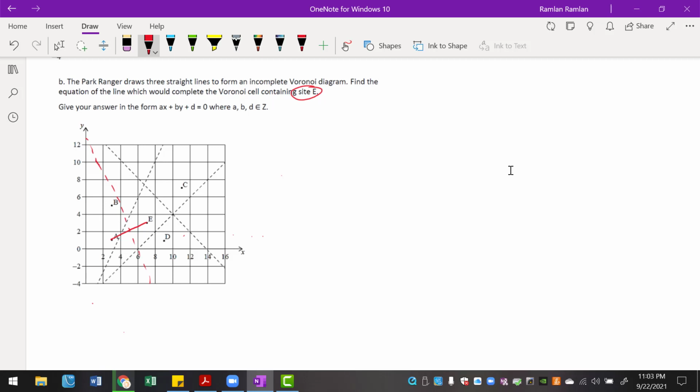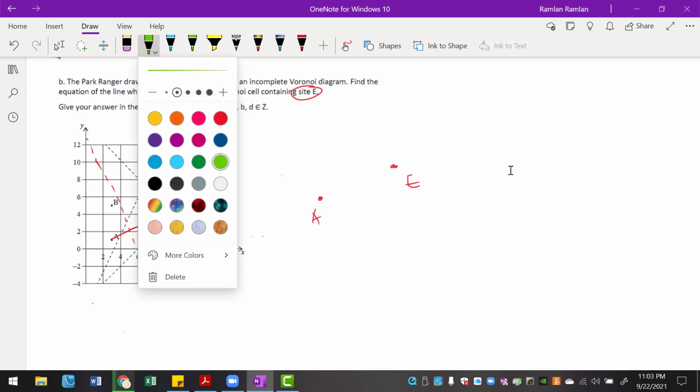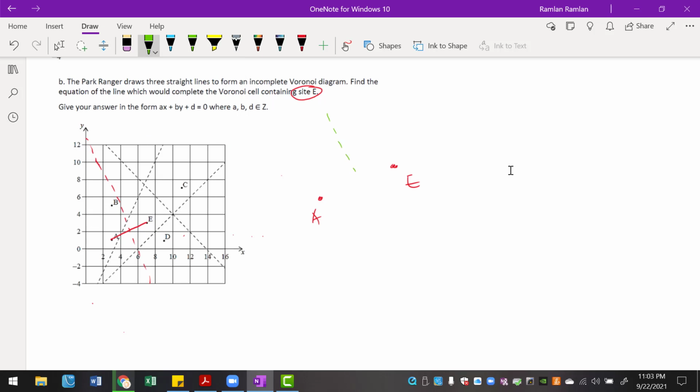Okay, so I'm going to draw it in here. So this is point A, and this is point E. Okay. And then I would like to complete the Voronoi diagram and find the line equation of the perpendicular bisector. So our goal is to find, if we draw a straight line in here which passes through the midpoint of AE, what is this line equation? Okay, so that is the goal.